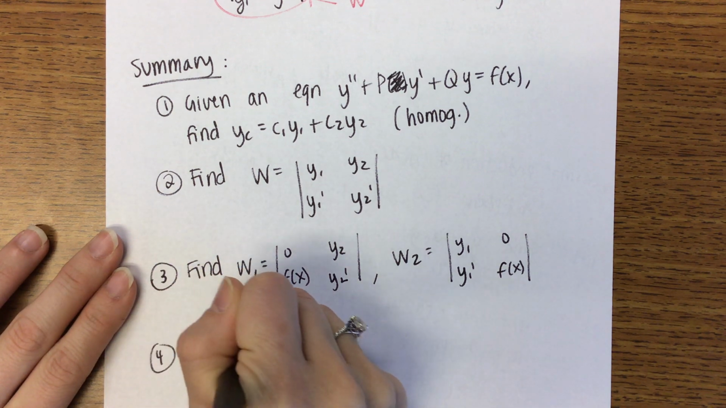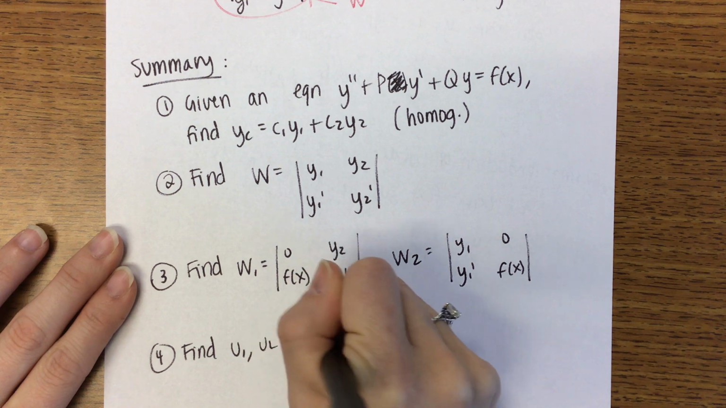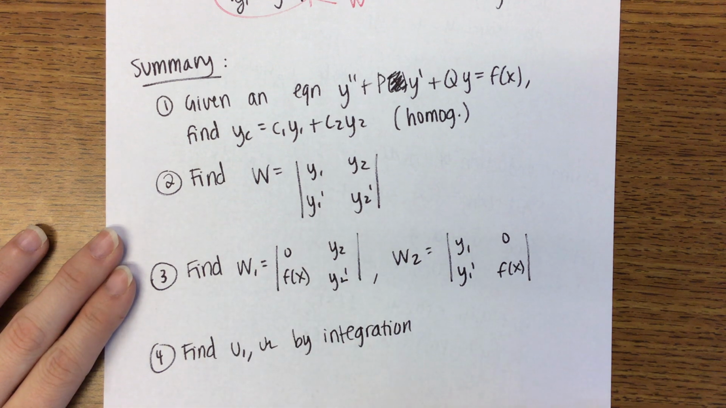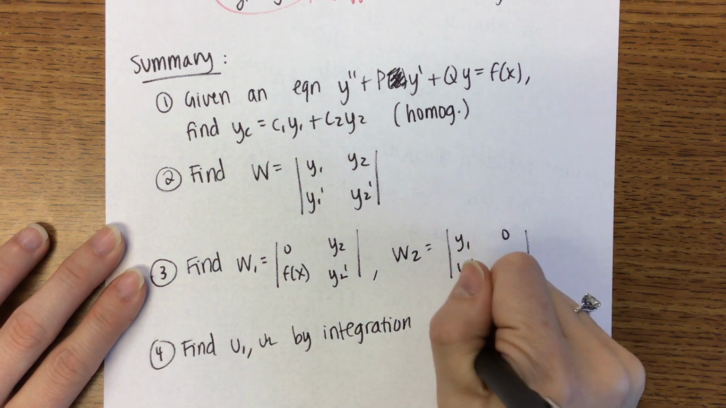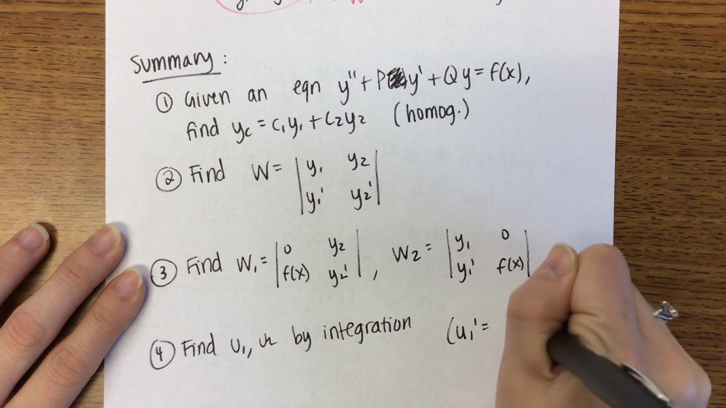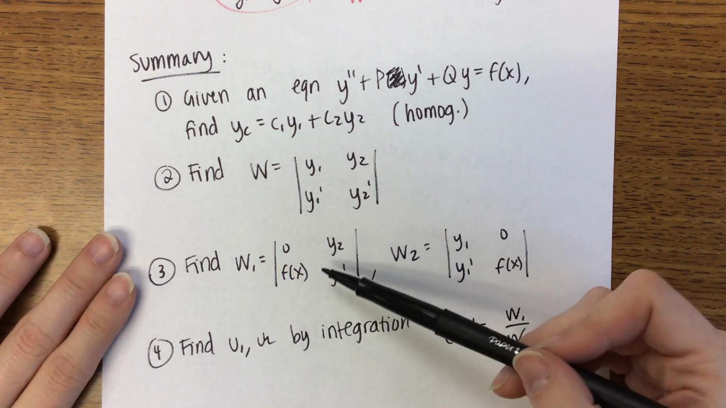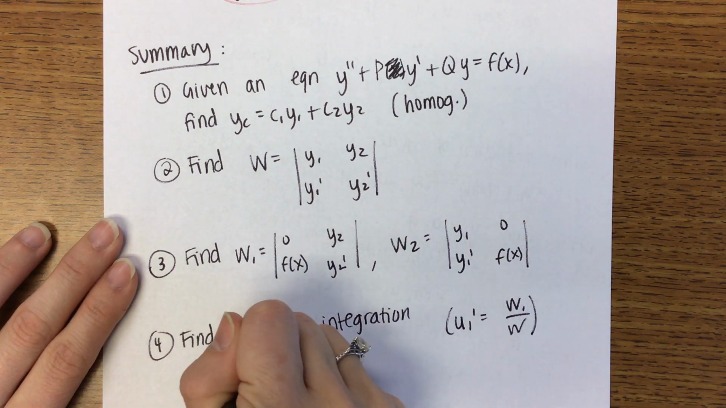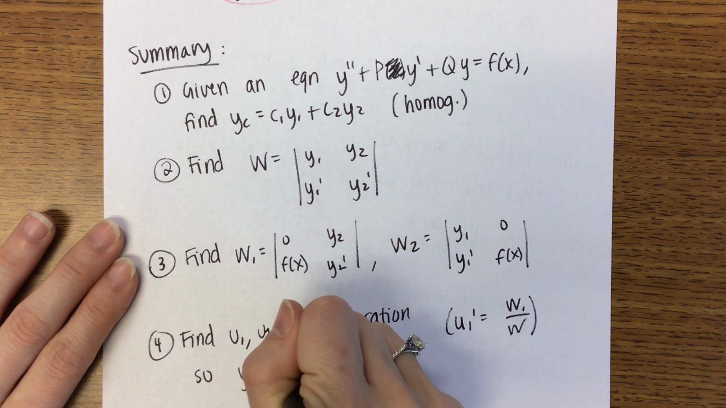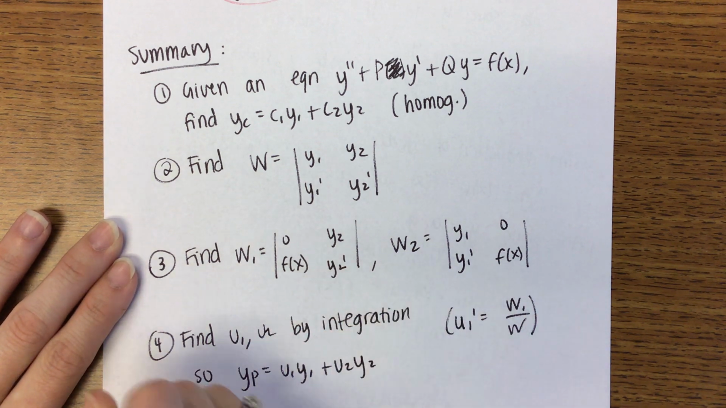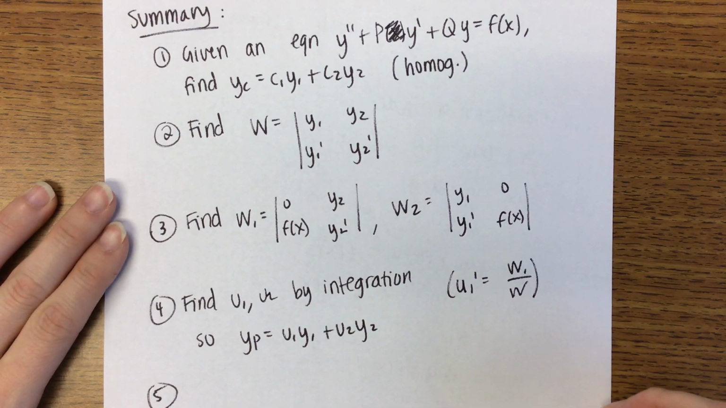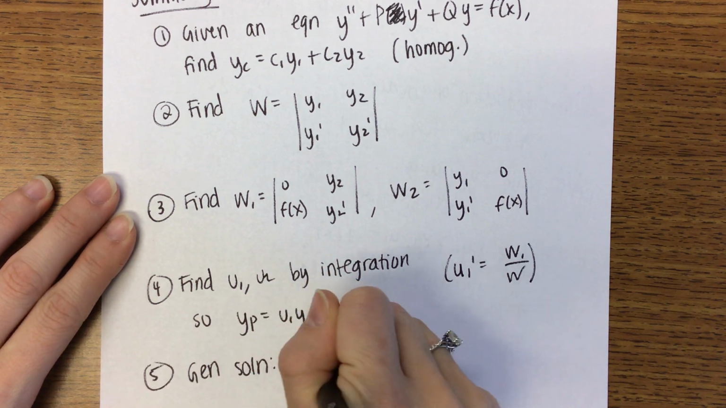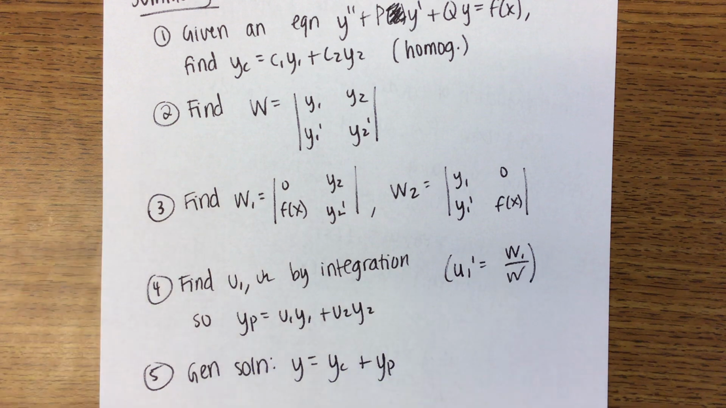Next, you'll find U1 and U2 by integration. So U1 prime, remember, is W1 divided by W. So you'll divide W1 and W and then integrate. So then your particular solution is U1y1 plus U2y2, and lastly, your general solution will be your complementary solution add your particular solution.